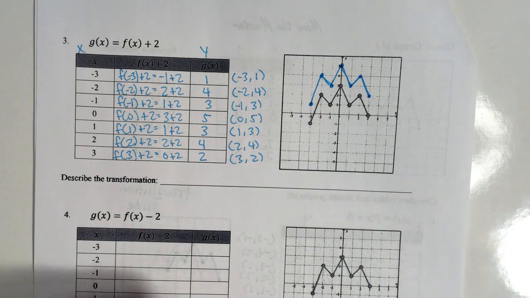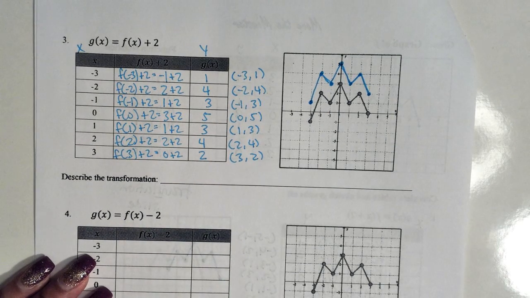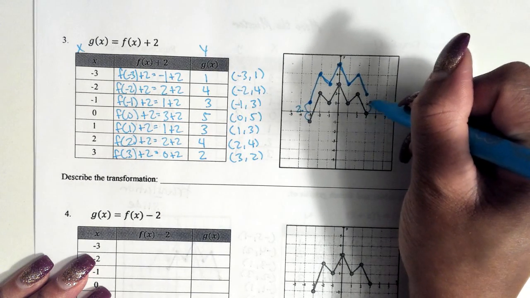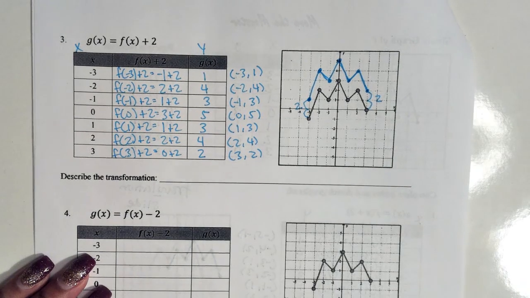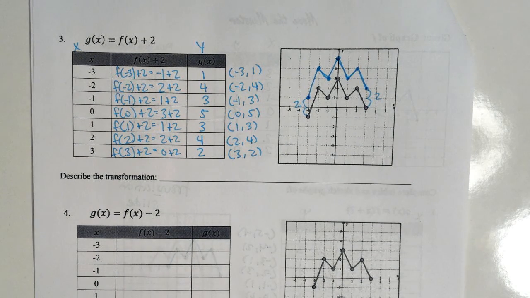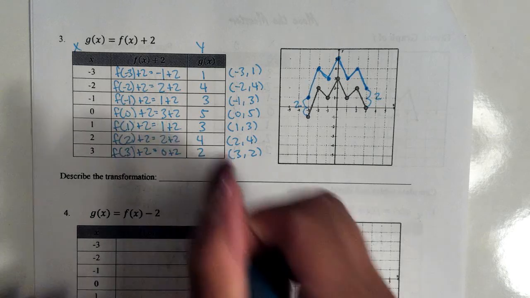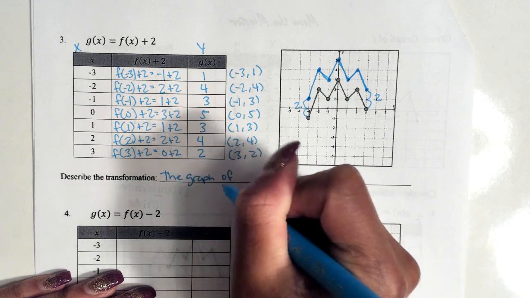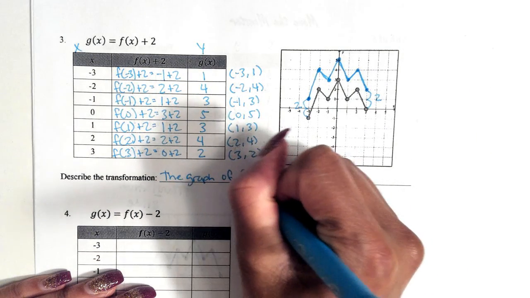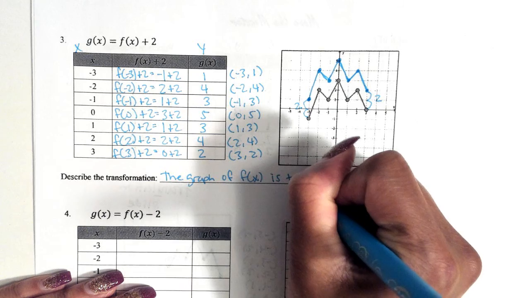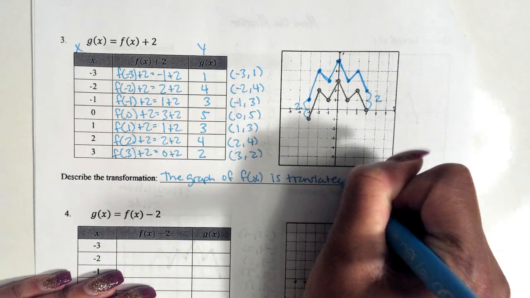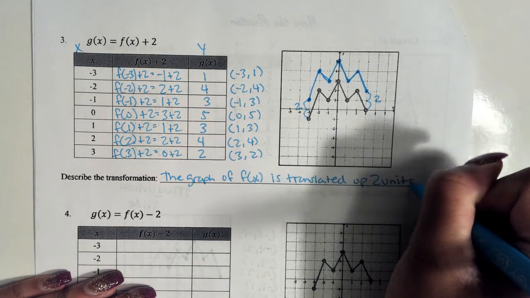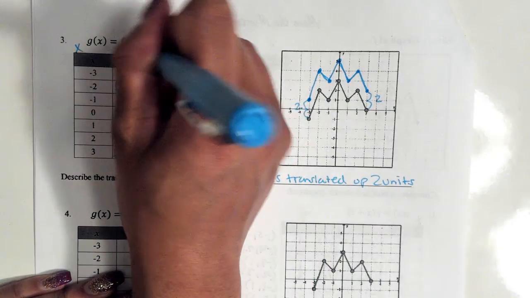So let's notice what happened. What happened to each point? Well, from this point to the next point, it shifted. This point to the next point, it shifted. So everything shifted up 2 units. So we would say the graph of f of x is translated up 2 units. We added 2, so it's up 2 units.